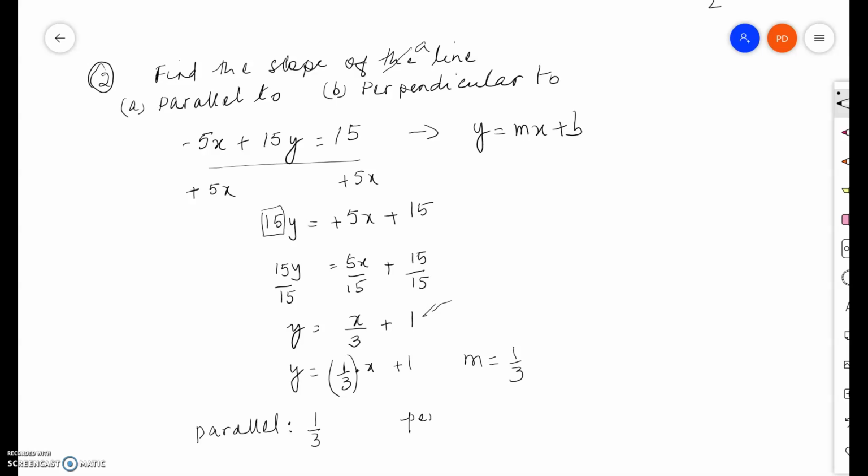Now, if we have to find the slope of the line perpendicular to the given line, what I would need to do is flip the fraction. So when we flip the fraction, we get 3/1. And the sign of the given slope is positive. So I change the sign to negative. So negative 3 over 1 is the same as negative 3. So the slope of the line perpendicular to the given line is negative 3.